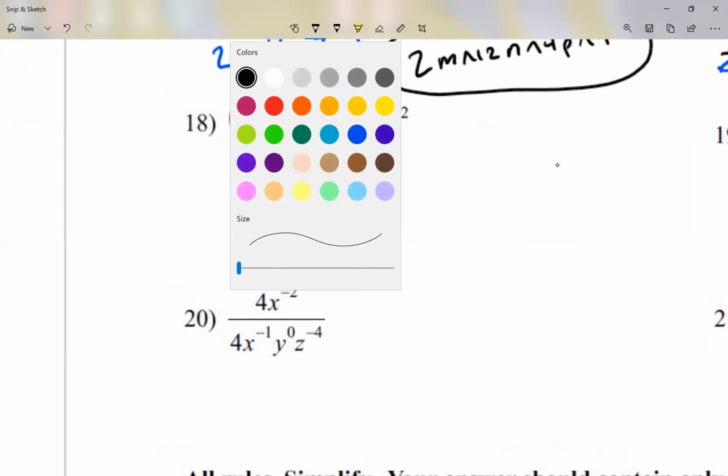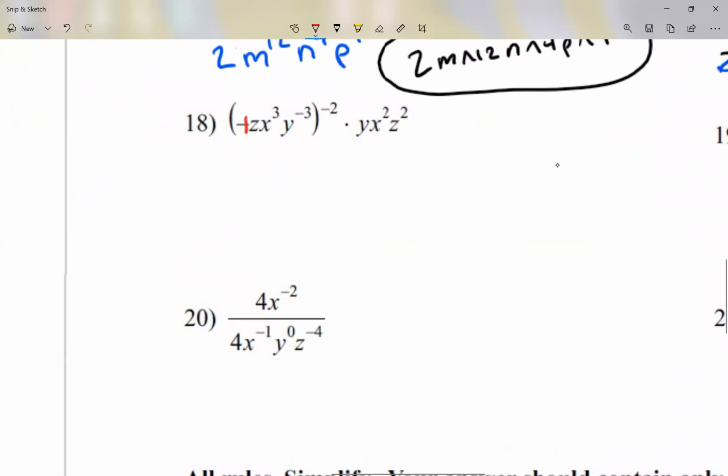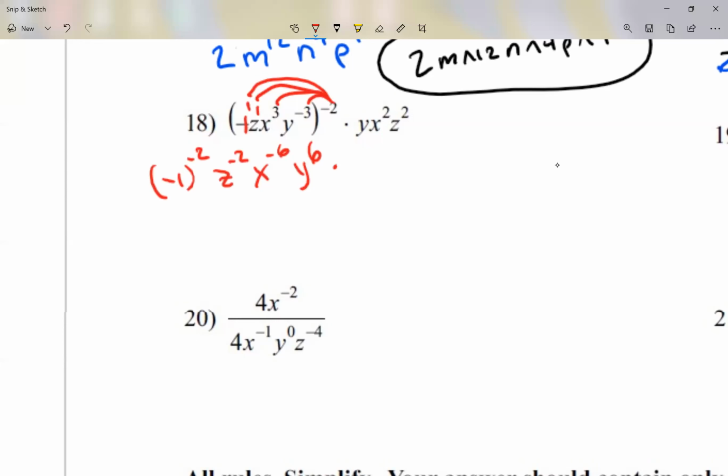This negative sign is basically a -1. So I have -1 to the -2nd, z to the -2, x to the -6, and y to the +6. Notice the -2, I multiply to my exponents on the inside. I still have times y, x squared, z squared.